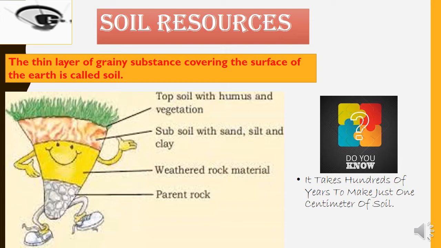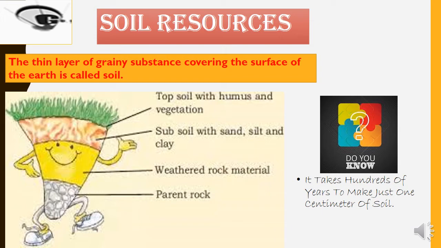Now in this part we will learn about soil as a resource. Now children, what is soil? So soil is a thin layer of matter that covers the earth's surface. The type of soil available in an area is determined to a large extent by the landforms in that area.